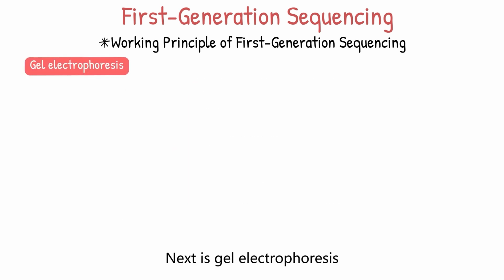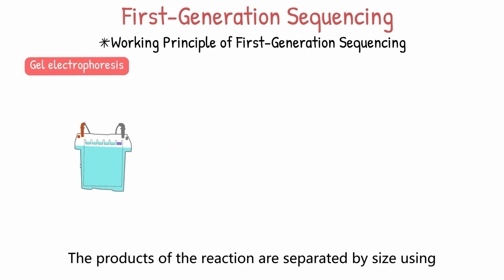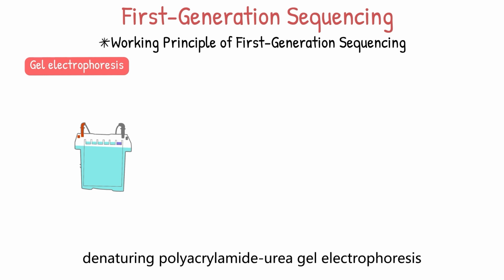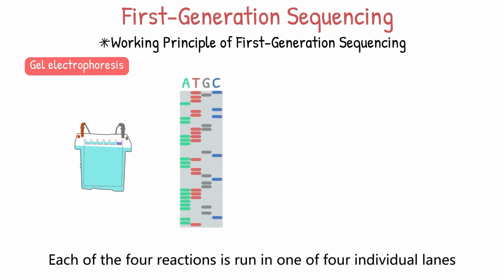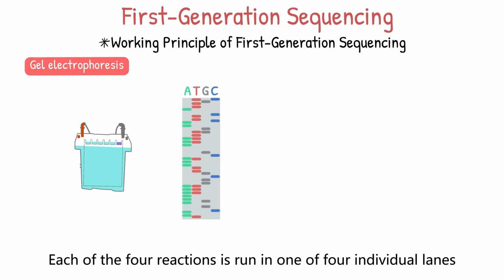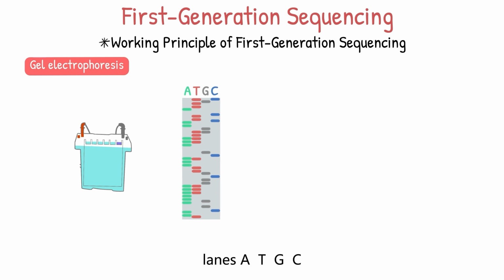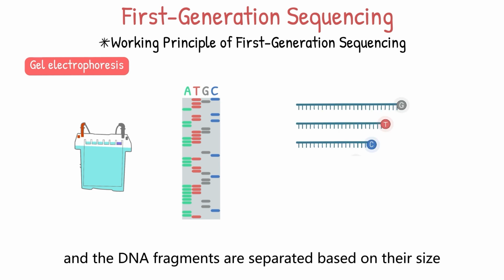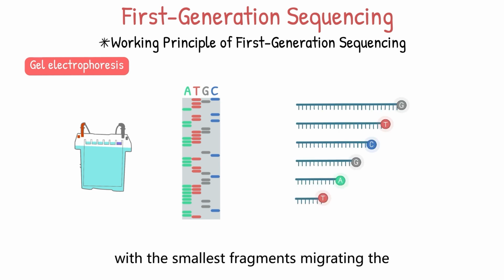Next is gel electrophoresis. The products of the reaction are separated by size using denaturing polyacrylamide urea gel electrophoresis. Each of the 4 reactions is run in one of 4 individual lanes: lanes A, T, G, C, and the DNA fragments are separated based on their size, with the smallest fragments migrating the furthest length through the gel.